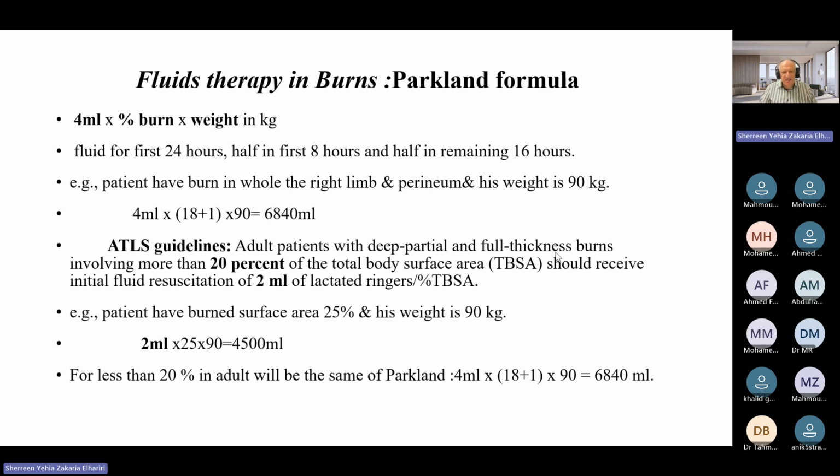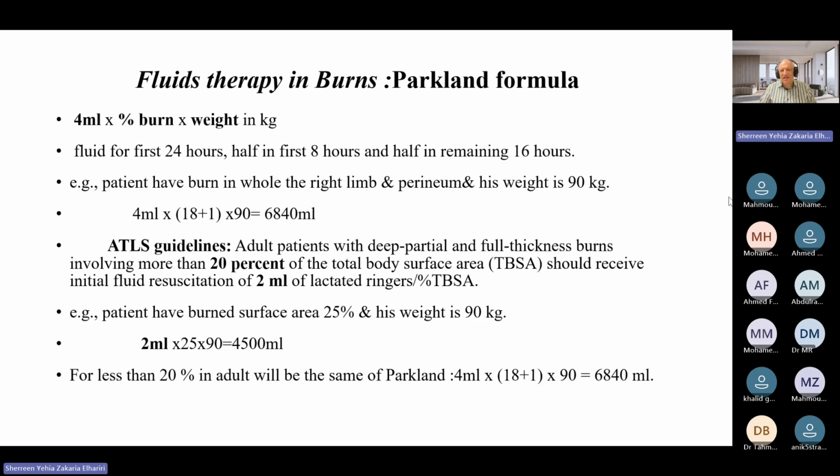But from 2 years ago, they say if the percentage of burn is more than 20%, it is better to change the equation from 4 ml to 2 ml. Does anyone know that, or is it new for you? They actually said 2 ml normally. If it's in children, it's 3 ml, and if it's electrical, then it's 4 ml. So it's 2, 3, and 4, depending on the type. Now if the patient has 25% burn, do you use 4 ml or 2 ml? 2 ml.